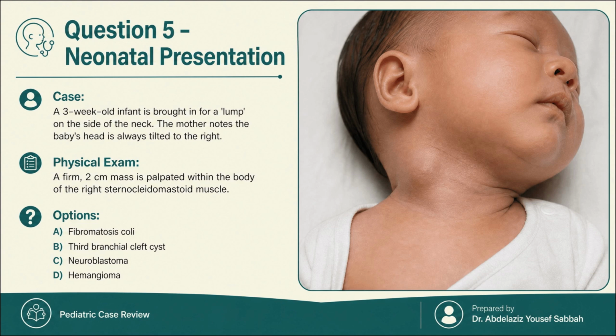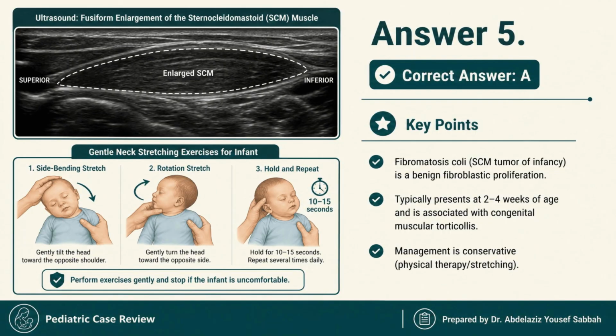Option A. Fibromatosis coli. Option B. Third branchial cleft cyst. Option C. Neuroblastoma. Option D. Hemangioma. The correct answer is option A, fibromatosis coli, also known as sternocleidomastoid tumor of infancy.